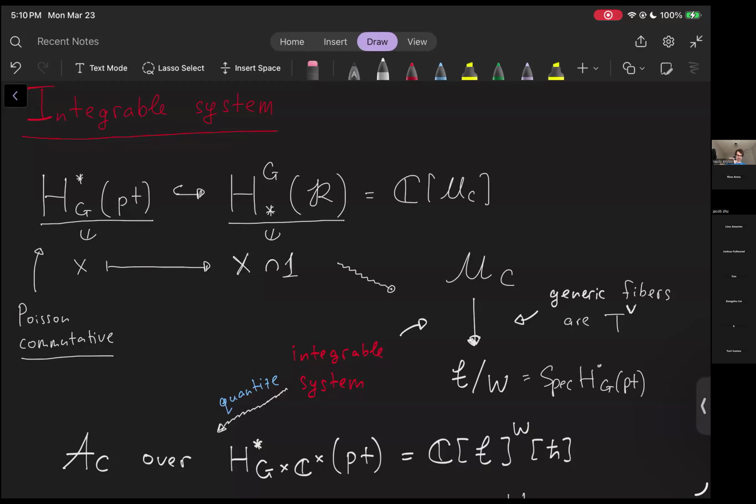Again, these localization type results tell you that generic fibers of this map are tori, and this is an integrable system. So the dimension of this space is half of the dimension of this space. And they degenerate over some collection of hyperplanes.